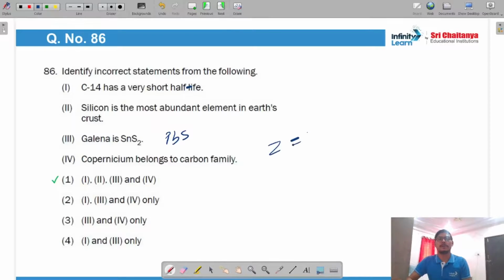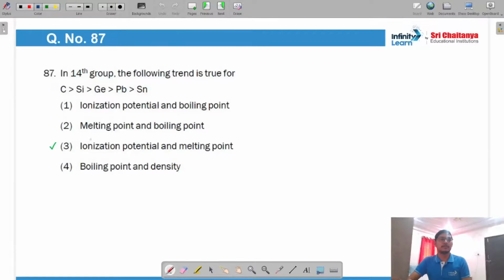No, its atomic number is 112. So basically, it comes in group 12, right? Zinc family. So all statements are incorrect. In the 14th group, this is a correct statement: ionization potential and melting point are higher for lead than for tin. Okay. So remember these exceptions.